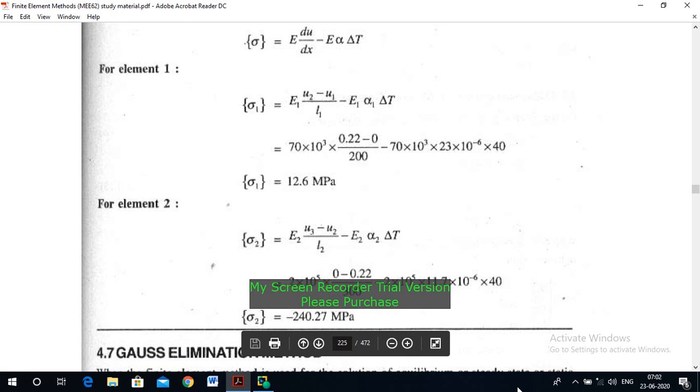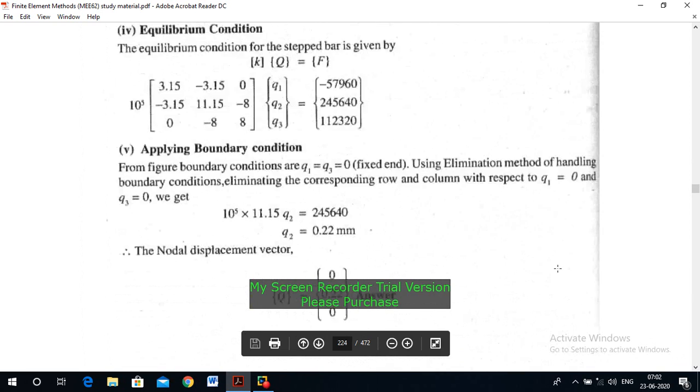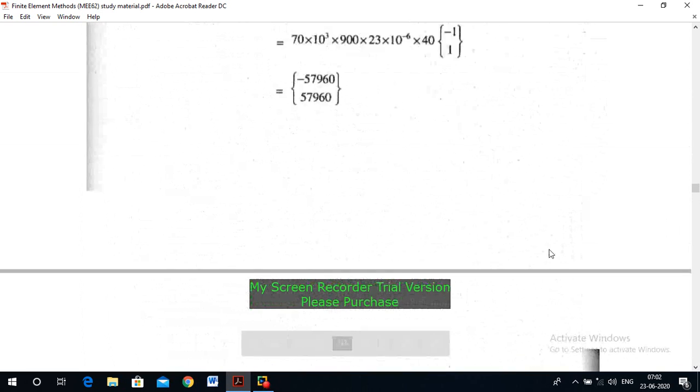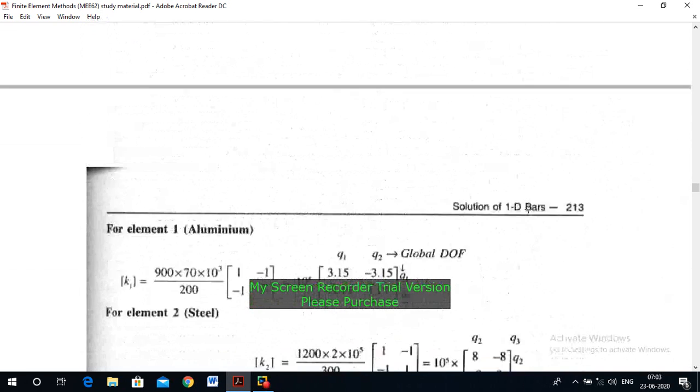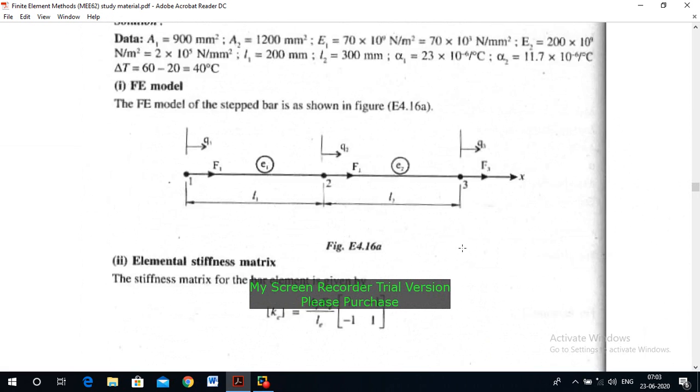This is the problem on thermal stresses in a stepped bar. It is very, very important. You will get this same problem. It was repeatedly asked in the previous year examination question papers, and it carries 10 marks. Remember this. Practice this problem more from the examination point of view. It carries 10 marks.